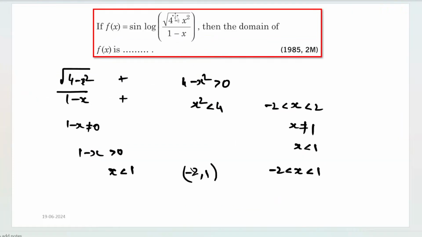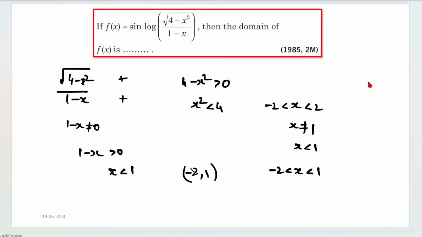Now, so under root 4 minus x square by default it should be positive, right? Because this is square root. This is the same square. x less than... Just a minute. Actually that is okay. How much did you get? Minus 2 to 1 only. Minus 2 to 1, no?